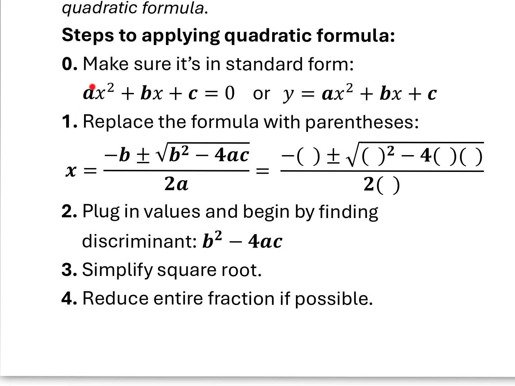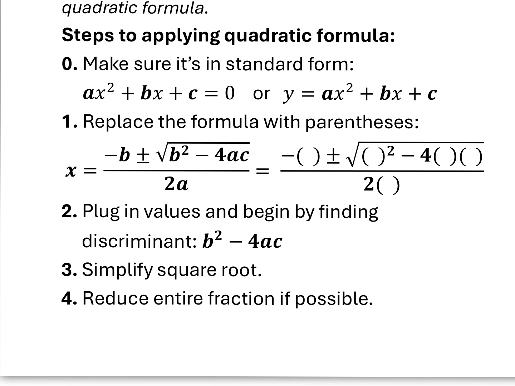Now, the first step, once it's already equal to 0, or once you have it in standard form with the y equals, you replace the formula. I should have written the formula variables with parentheses. So instead of writing the formula, you rewrite it, but with parentheses. And then you plug in the values, the a value, the b value, and the c value, into the parentheses. And then from there, you simplify it, but you simplify the discriminant first, the b squared minus 4ac. It says plug in the values and begin by finding the discriminant. This value inside the square root is called the discriminant. And it's b squared minus 4ac.